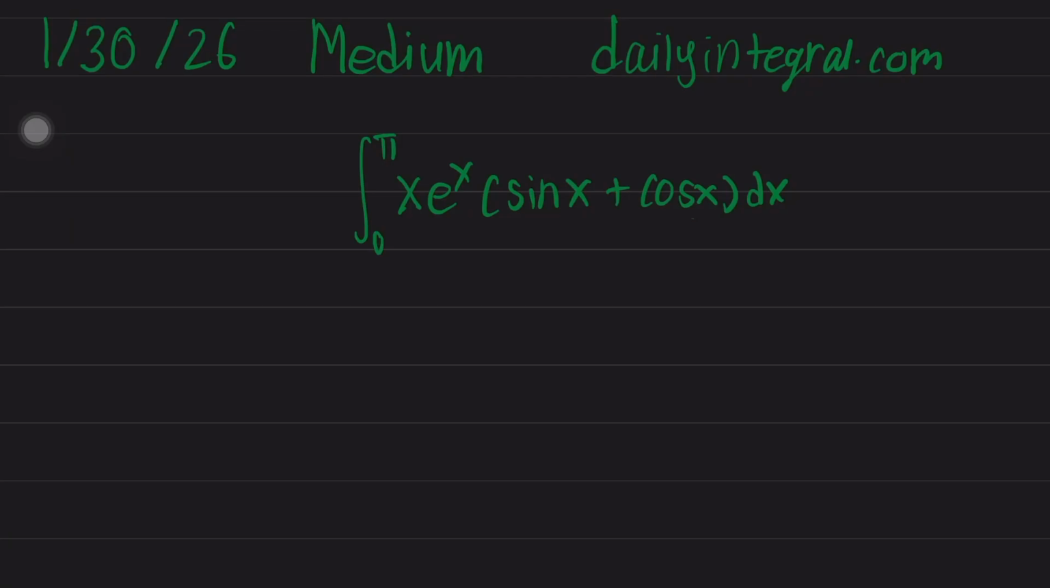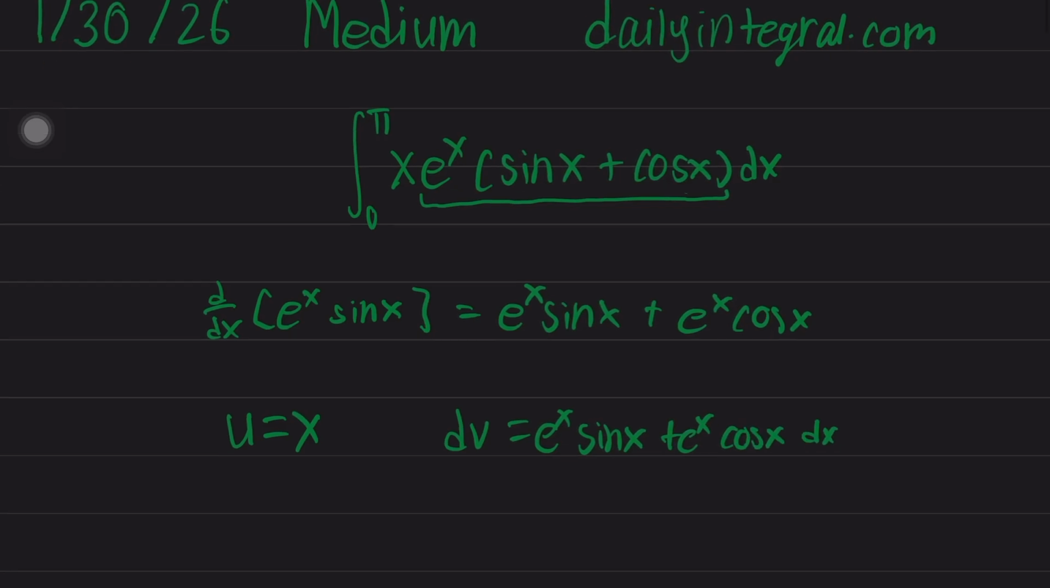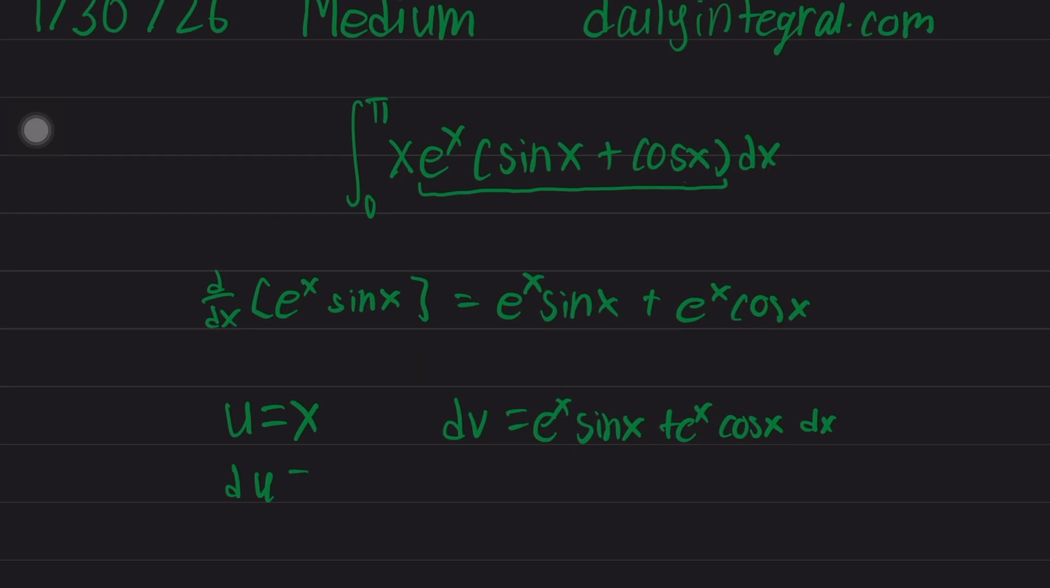So let's start. Notice that we have an e to the x times sine x plus cosine of x here. This is the derivative of e to the x sine x. So we can do an integration by parts here by letting u equal x, letting dv equal e to the x sine x plus e to the x cosine of x dx. This leaves us with du equaling 1 dx, and v being e to the x sine x.